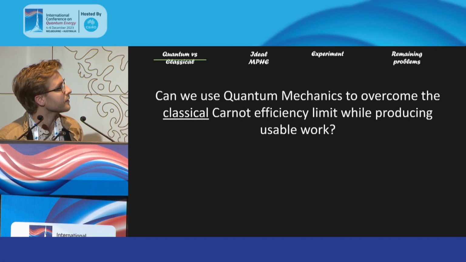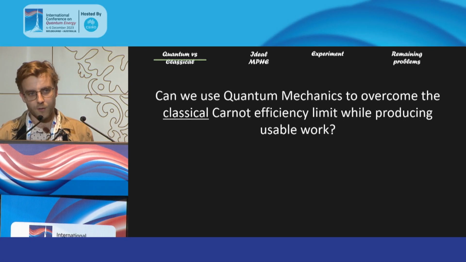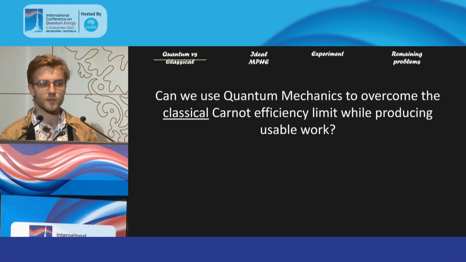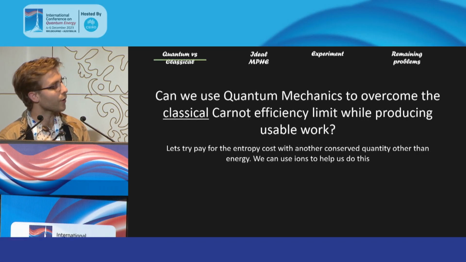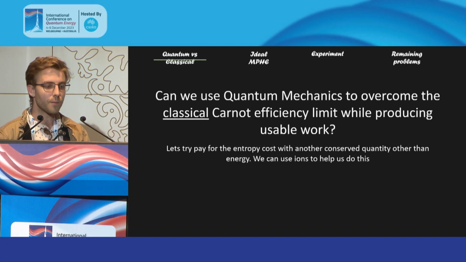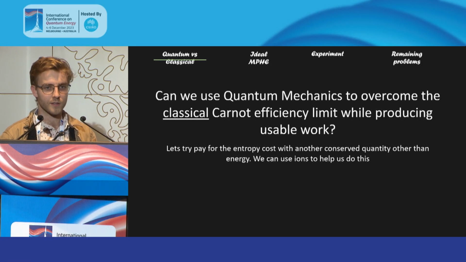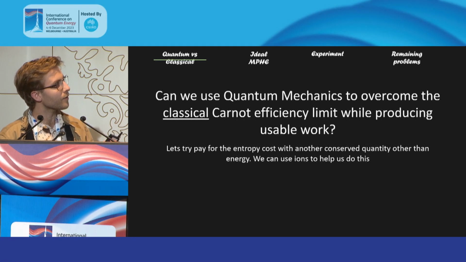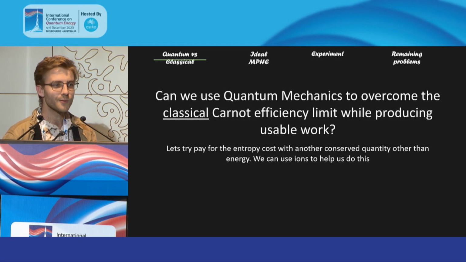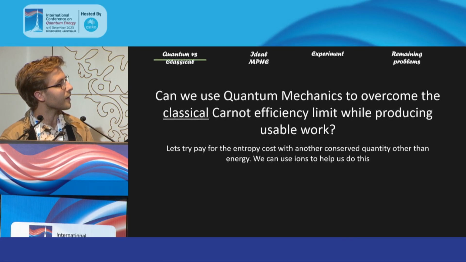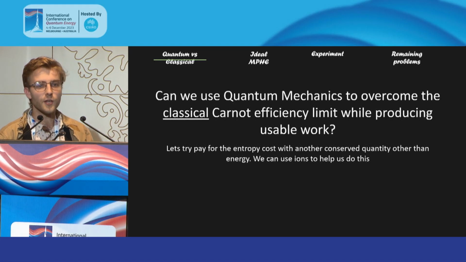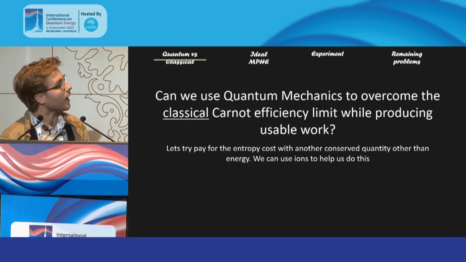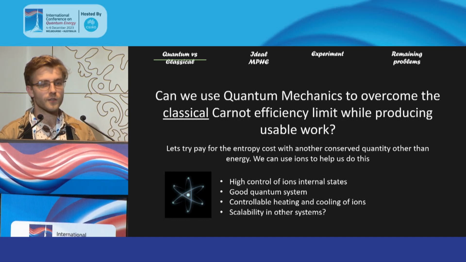So we are now asking ourselves, can we use quantum mechanics to overcome this classical Carnot efficiency limit while producing usable work, so something that is practical? And we're going to try to do that. So that dumping of heat energy into the cold reservoirs is the cost of paying for entropy increase. But we all accept Landauer's principle, but there is another framework, which is that energy isn't the only thing that we can pay entropy with. We can pay it with other conserved quantities. And we're going to try to show that using ions.